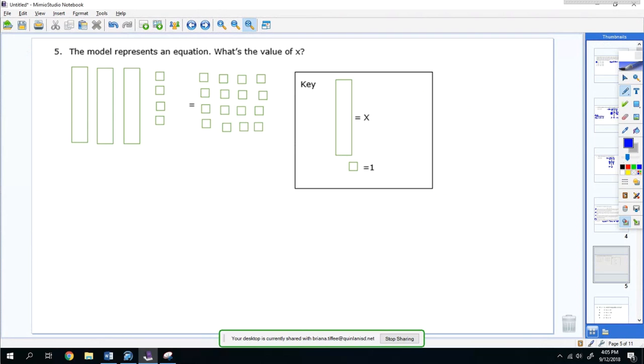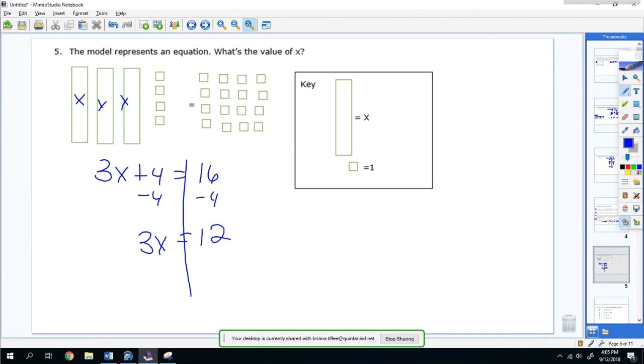Okay, number 5. The model represents the equation. What's the value of x? Well, my key says these big guys are my x's. So that's 3x, and these are just 1. So that's 3x plus 4 is equal to 16. So I'll just draw my line, subtract 4 from both sides. Get 3x is equal to 12. Divide by 3. You get x equals 4. So the answer is 4.